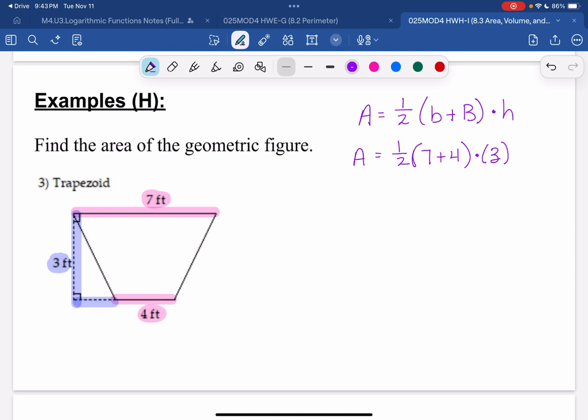Now, it doesn't matter which base you say is base 1 and base 2, little b, big B, because we're adding them. And 7 plus 4 and 4 plus 7 is going to give you the same thing. So it doesn't matter which way you do that. From here, we would just work this out, put it in our calculator, or if you wanted to add those together, you could. However you wanted to do that, we would get 16.5. Remember, we're going to square those units.